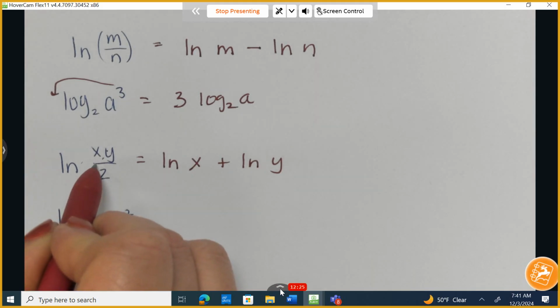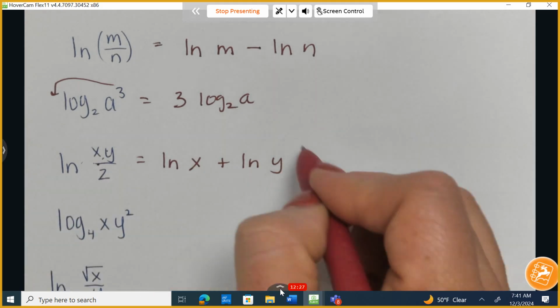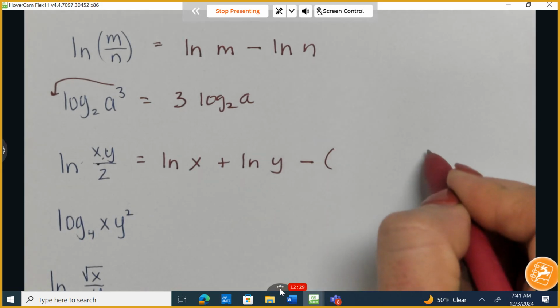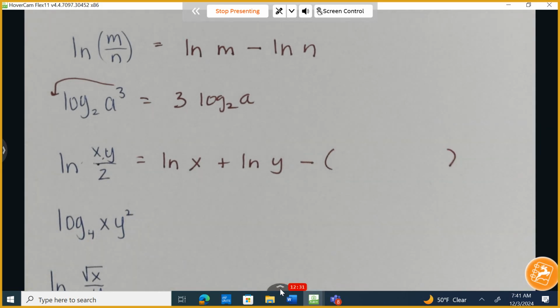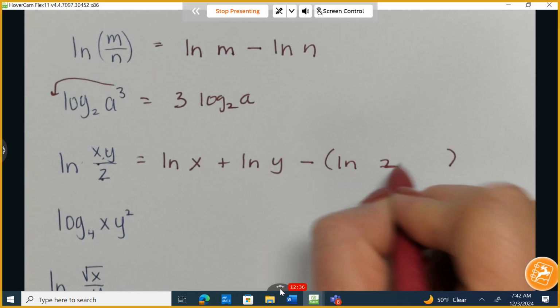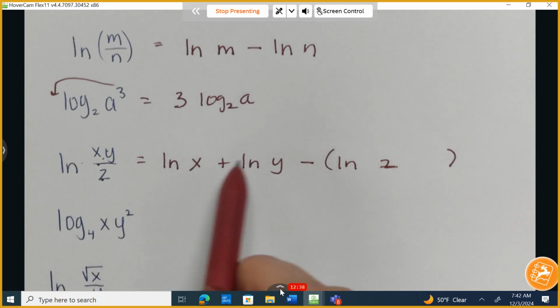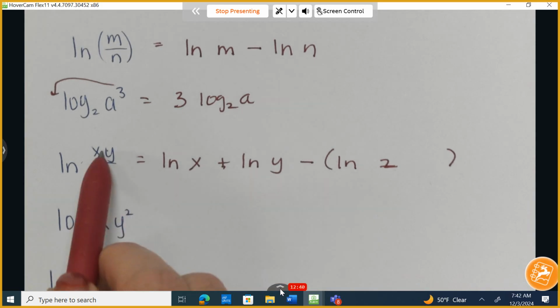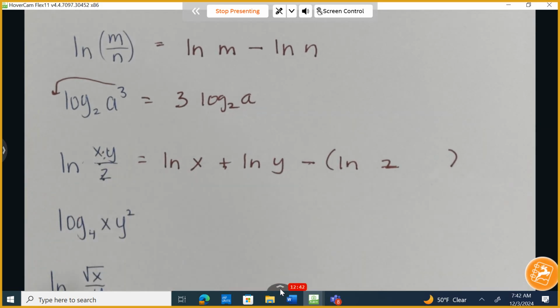Then I'm going to take care of the denominator. Division turns into subtraction. I only have one thing behind it, so I can use parentheses, but it's not really necessary when there's only one item behind. And we have the ln of z. So if I was going to rewrite this, addition turns into multiplication, and subtraction turns into division.